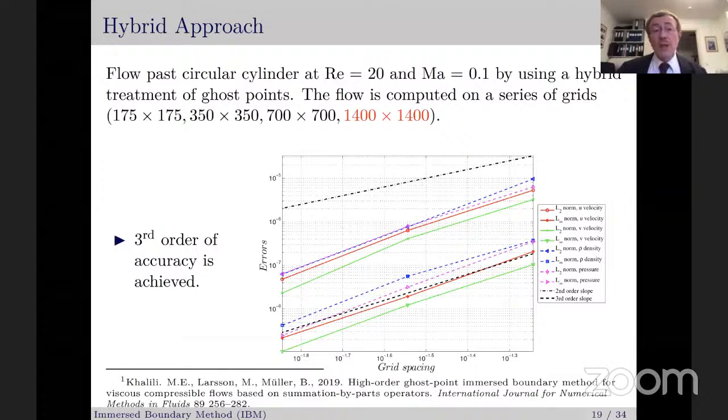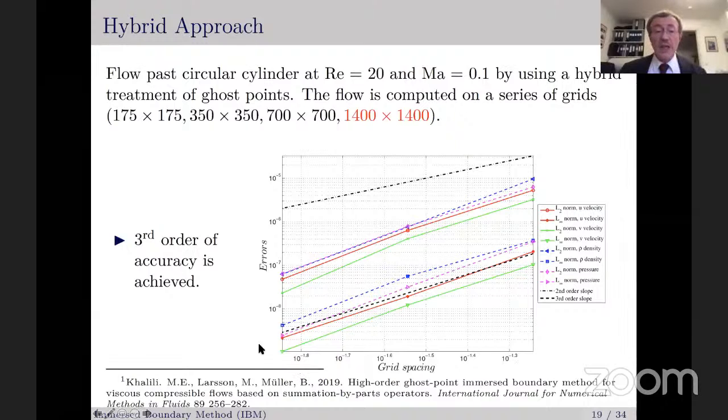Here is an application of this approach to a steady state test case, flow over a circular cylinder at Reynolds number 20, Mach number 0.1. And we used this hybrid method where we use the weighted least squares for the first layer of ghost points and the bilinear interpolation at the image points for the second and third layers of ghost points. Here we used the finest grid as a reference to evaluate the errors.